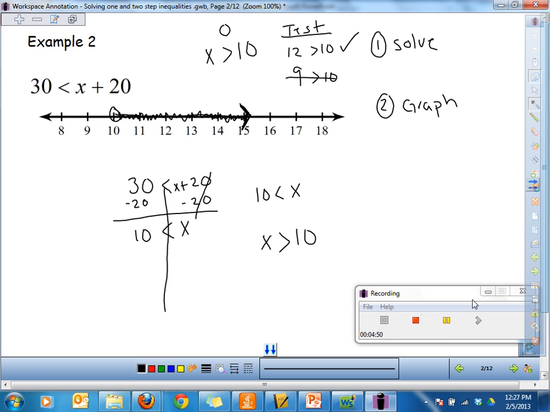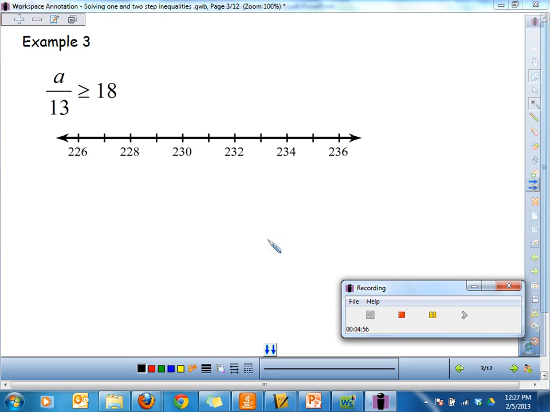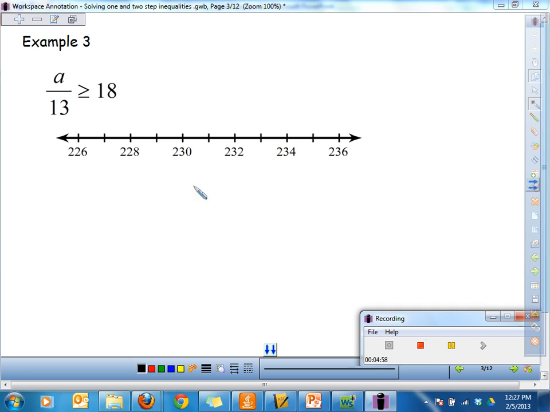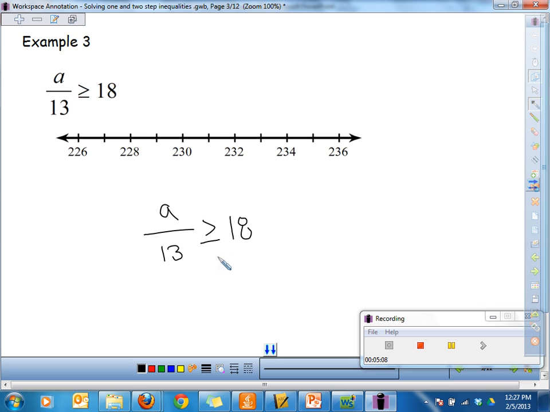Let's do another example. Let's take this one: A divided by 13 is greater than or equal to 18. So I have A over 13 is greater than or equal to 18. Now I'm going to ask myself, how do I get A alone? What's happening to A? I draw my line down the middle. Right now this says A divided by 13. How do I undo divide by 13? I multiply both sides by 13. These cancel out.